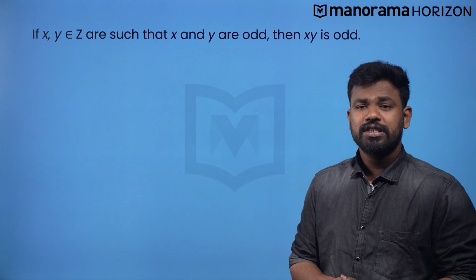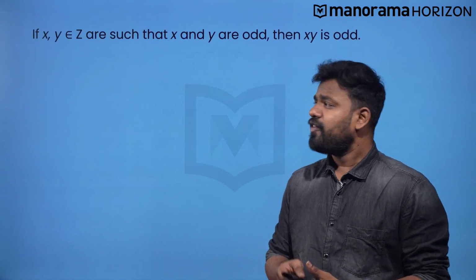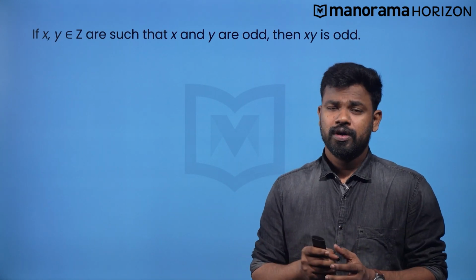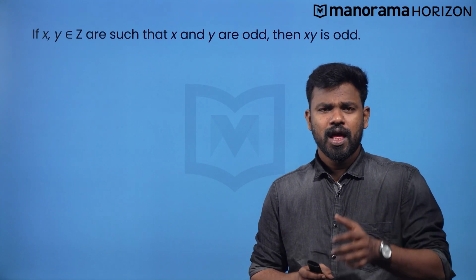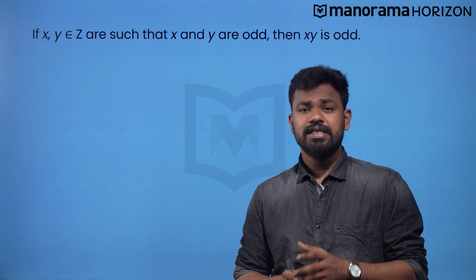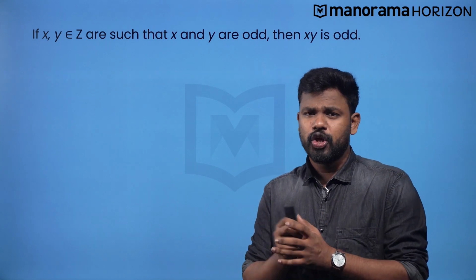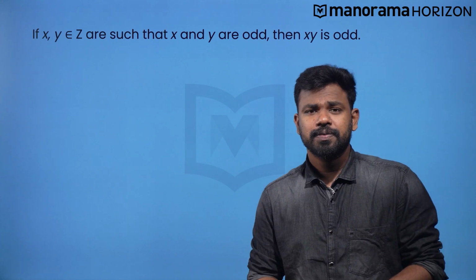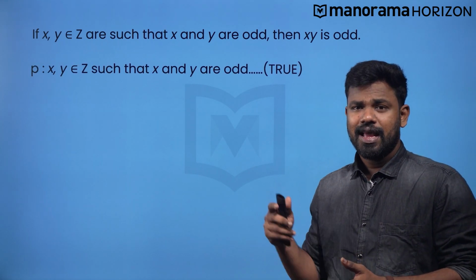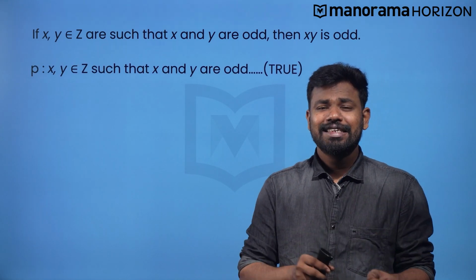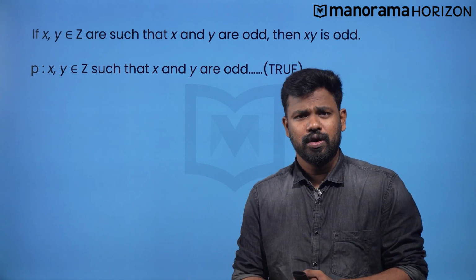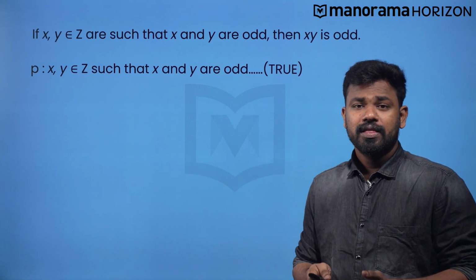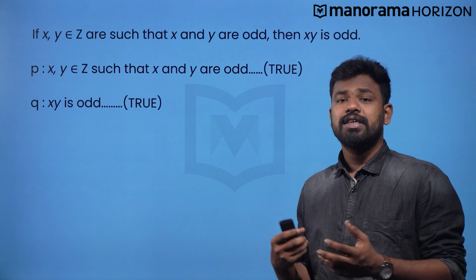Check whether the following statement is true or not. If x, y element of Z such that x and y are odd, then xy is odd. We can notice that the given statement is in the form if P then Q. Let us write these as two different statements. The statement P is x, y belong to Z such that x and y are odd. What is Z? Odd integers. Then the statement Q is saying xy is odd.